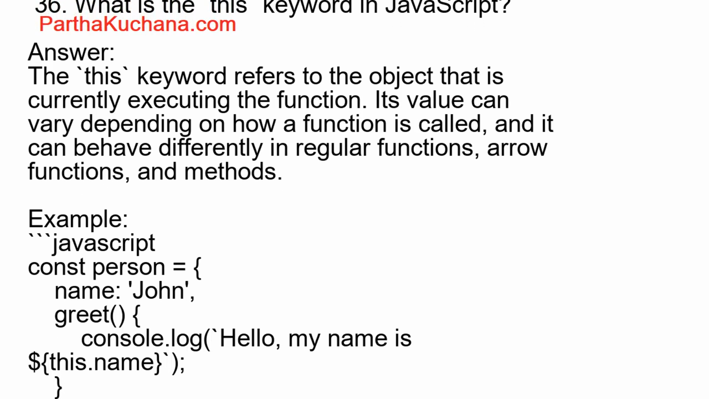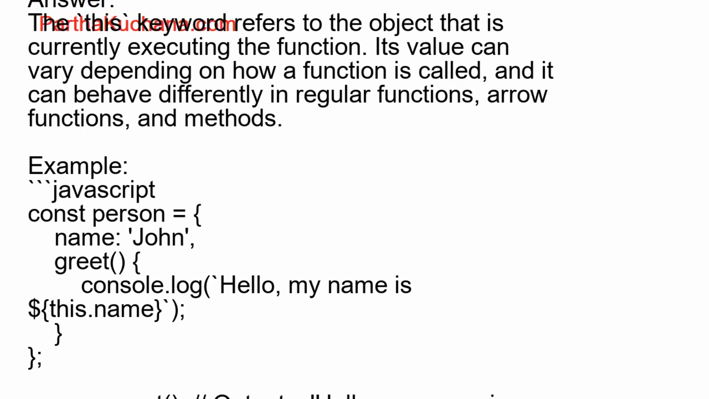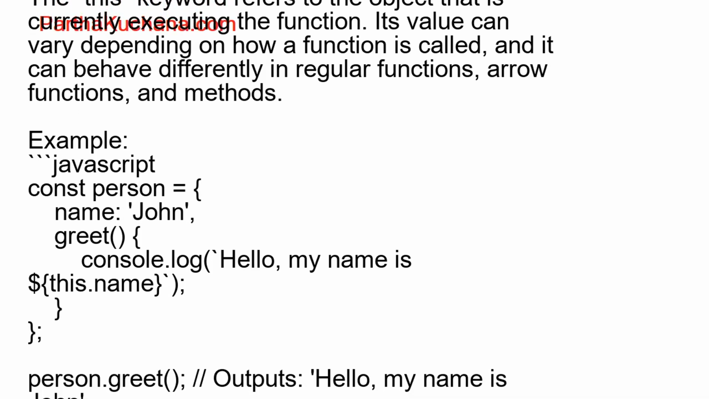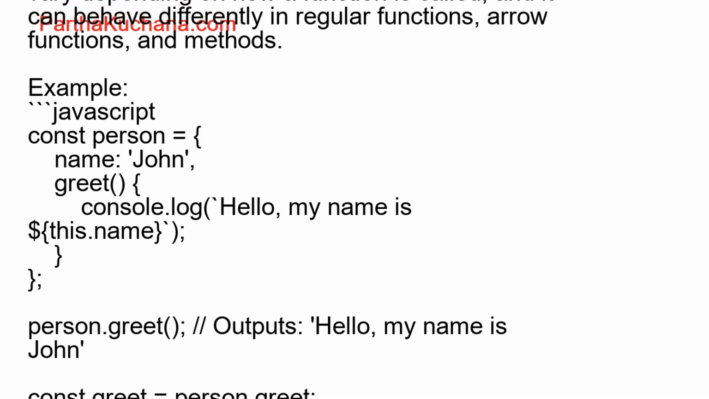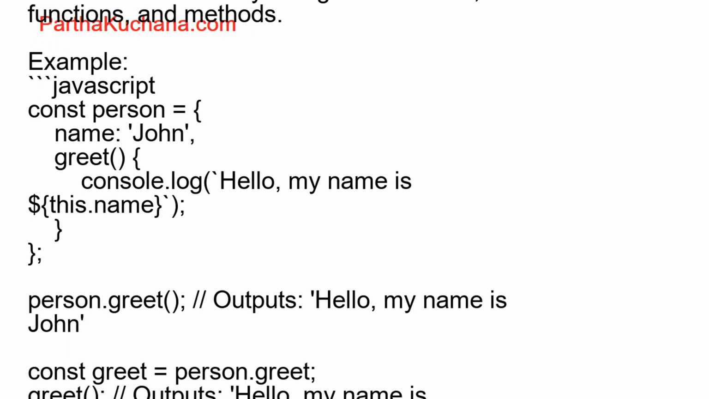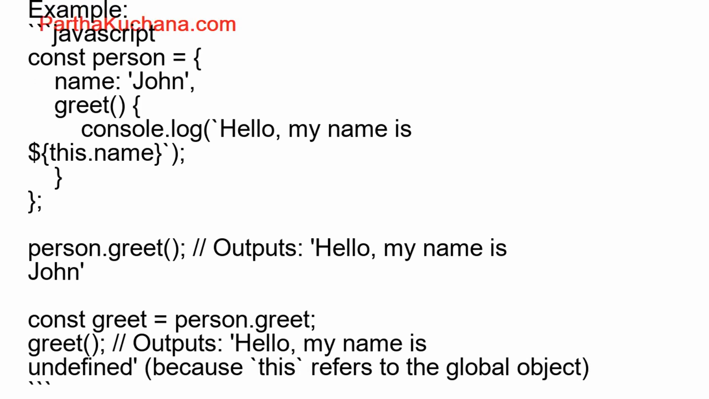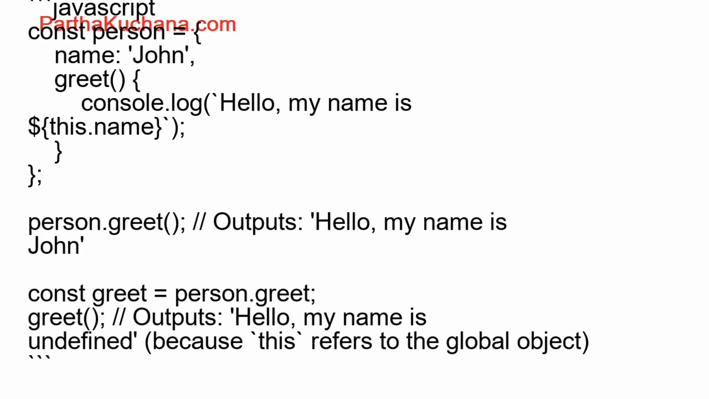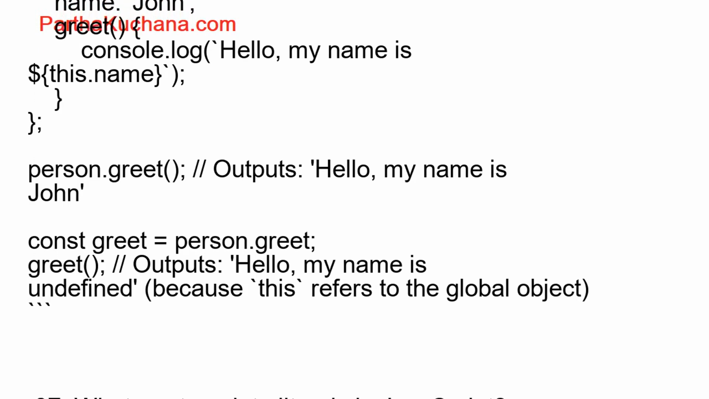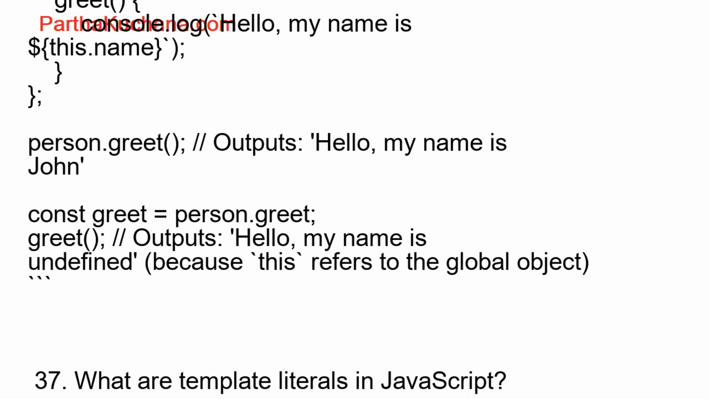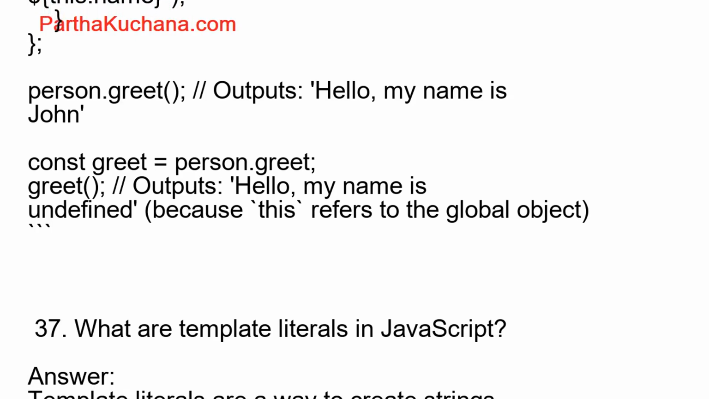39. What is the difference between synchronous and asynchronous JavaScript? Answer: Synchronous JavaScript executes code line by line, blocking the execution of subsequent code until the current operation is completed. This can lead to performance issues, especially with long-running tasks. Asynchronous JavaScript allows for non-blocking operations, enabling the execution of code while waiting for a task, like fetching data, to complete. This is achieved through callbacks, promises, and async/await syntax.